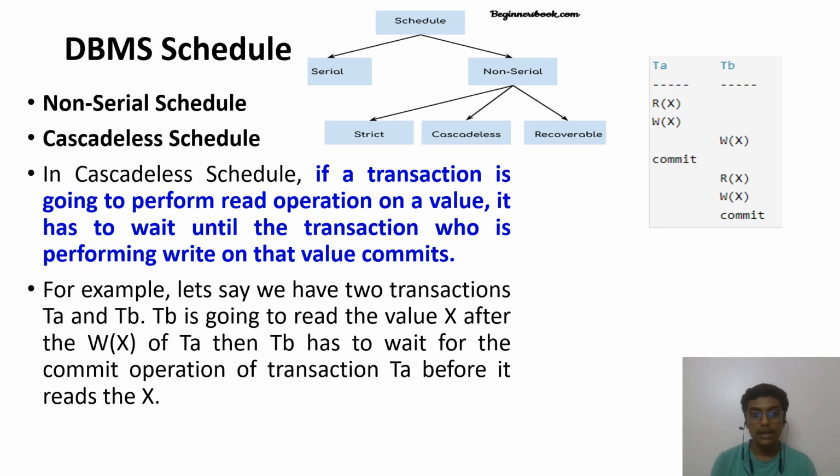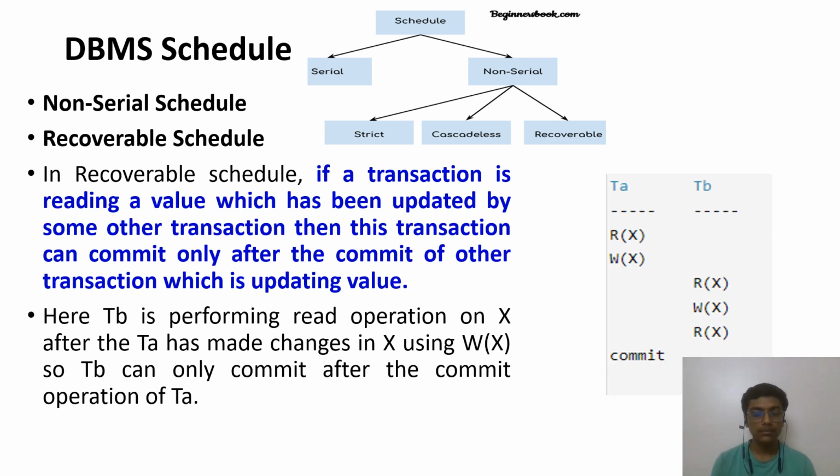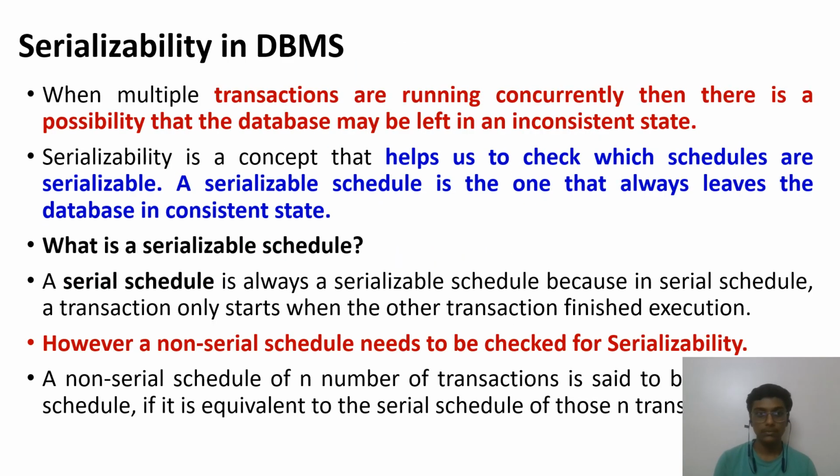Cascadeless schedule: if a transaction is going to perform a read operation on a value, it has to wait until the transaction that is performing a write on that value commits. Next one is the recoverable schedule. The definition is: if a transaction is reading a value which has been updated by some other transaction, then this transaction can commit only after the commit of the other transaction which is updating the value.